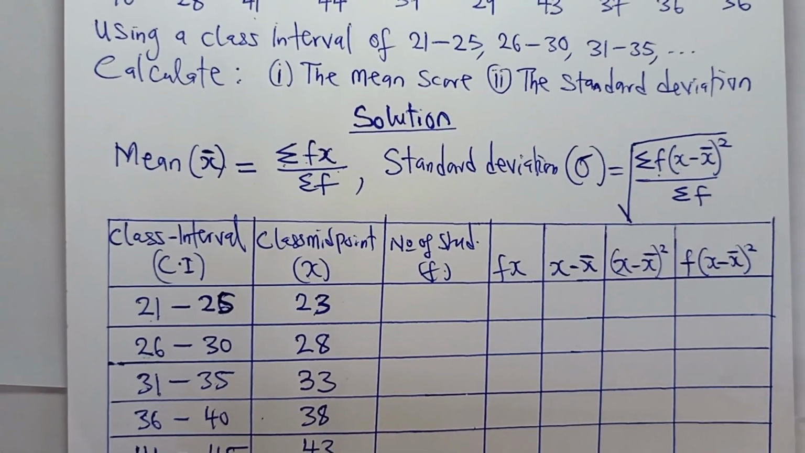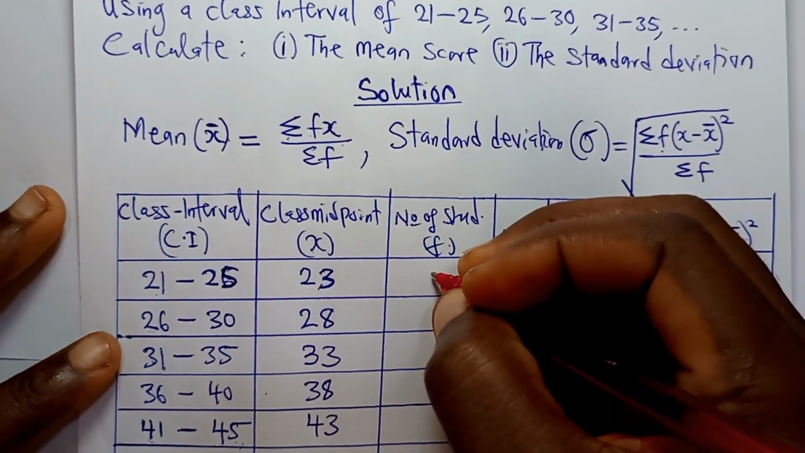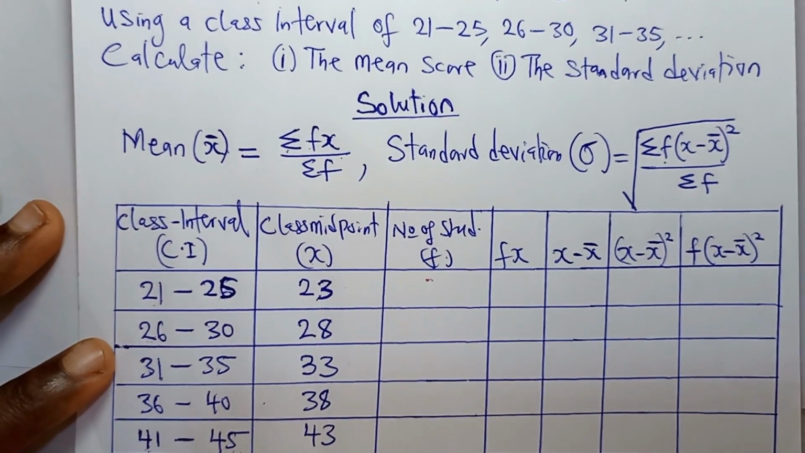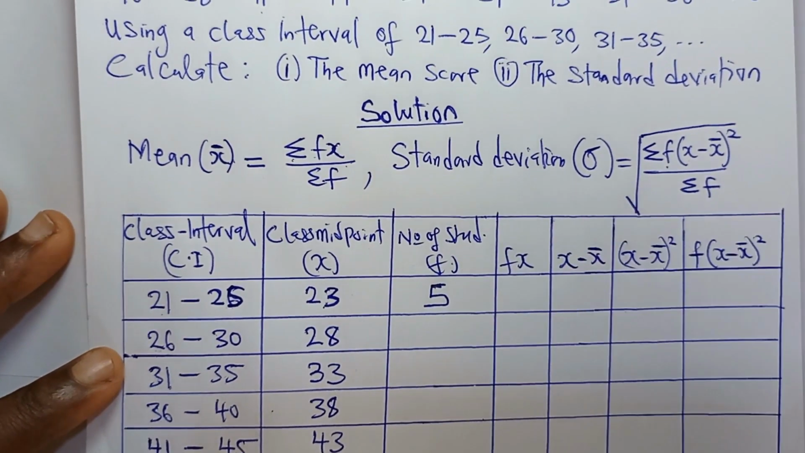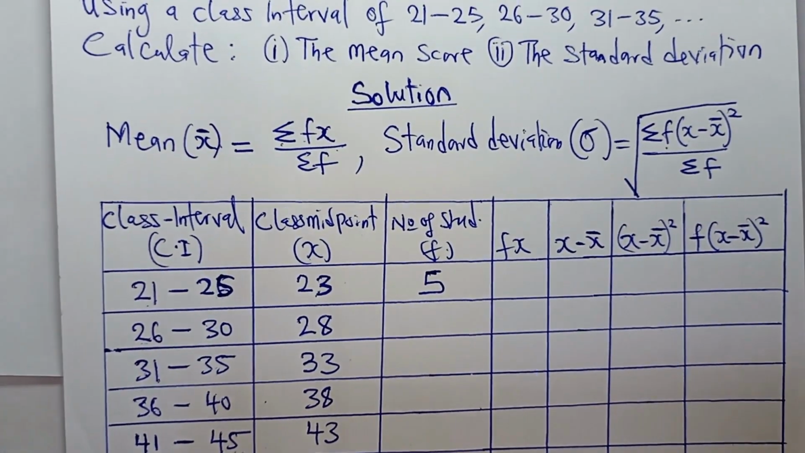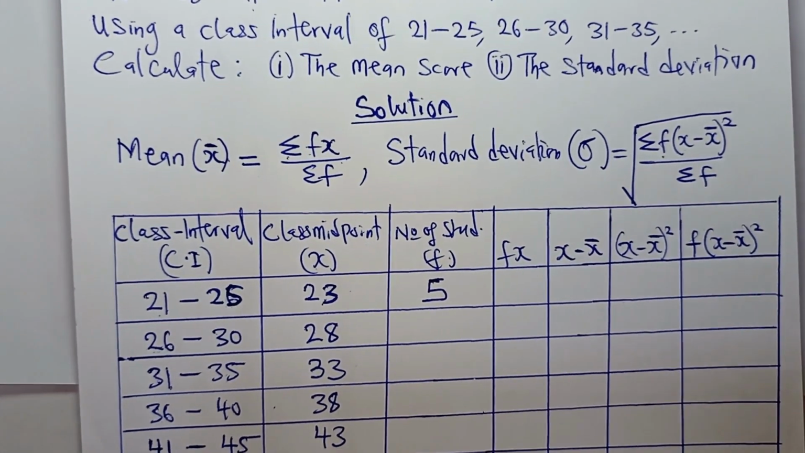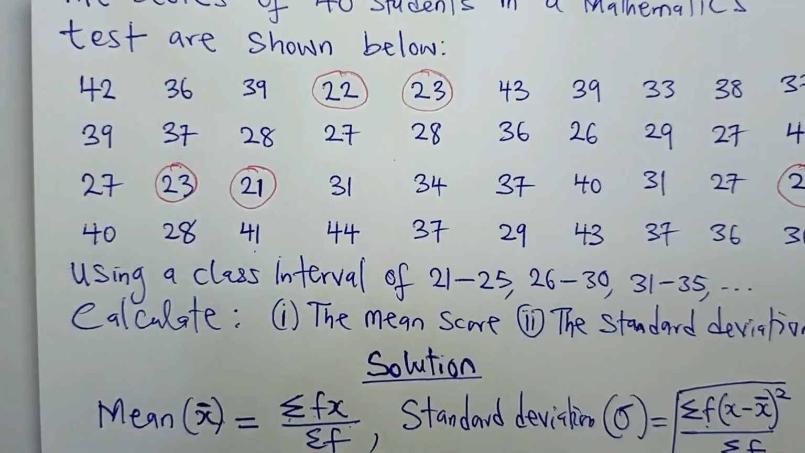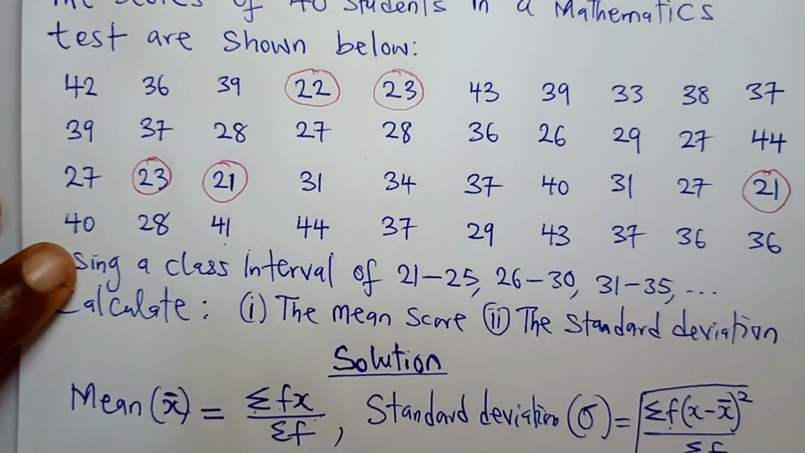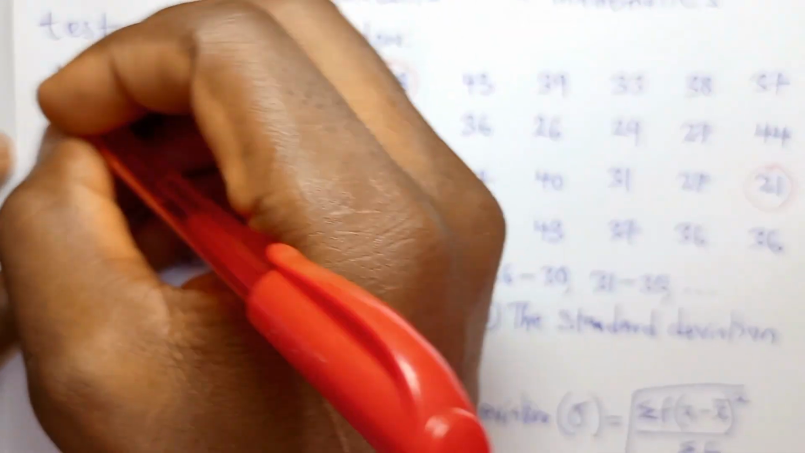So I will come under frequency here and I will write 5. So I will go again. The next class is 26 to 30. So let's go back to the distribution. 26 to 30, let's count.